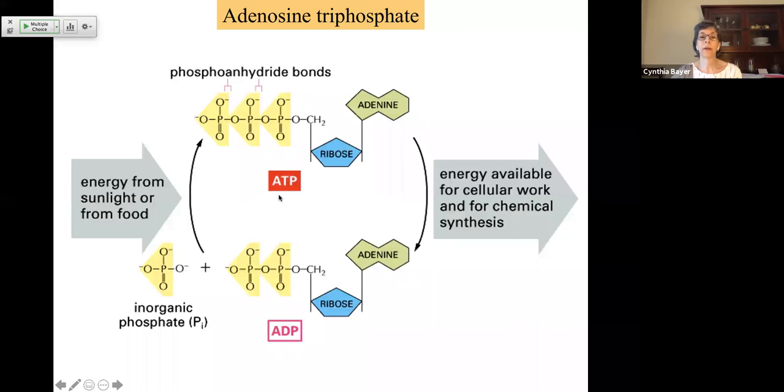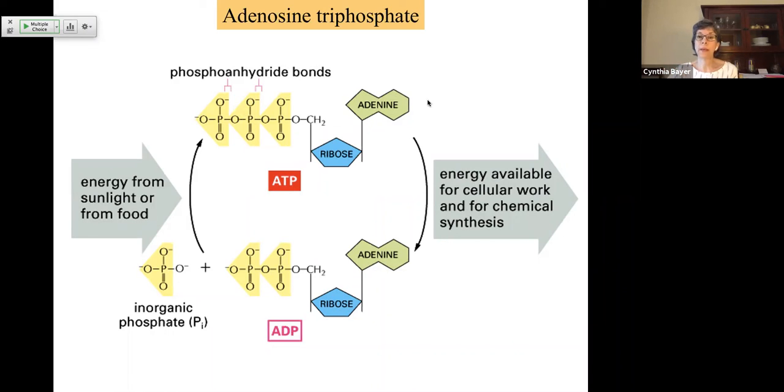That's our adenosine triphosphate, right? 3 phosphates. Those phosphates are linked to each other by high energy phosphoanhydride bonds. High energy meaning energy is required in order for those bonds to form. And if we look at our ATP, one way to think of why it is a high energy molecule is you look at all of those negative charges on all of those phosphates. Those are repelling each other. And so this triphosphate molecule is sort of like a compressed spring.